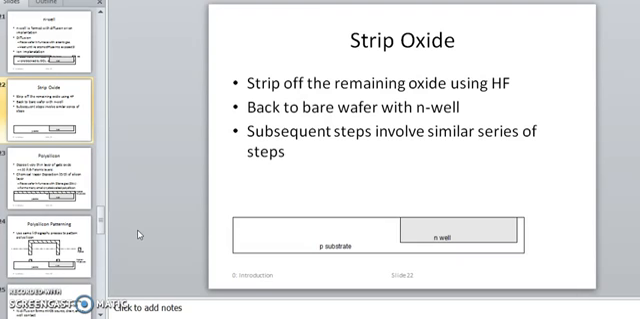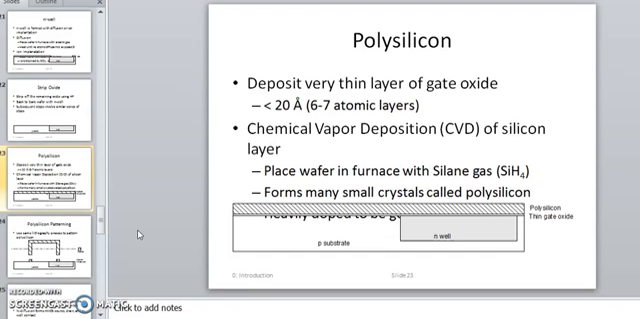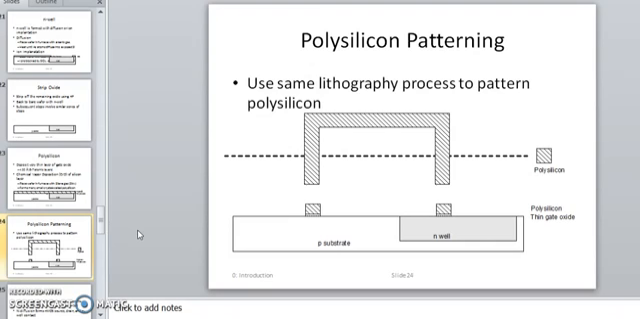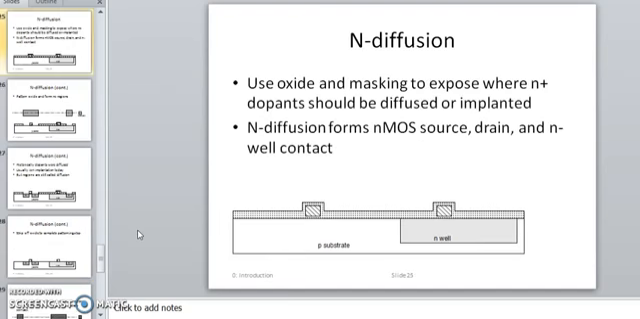Back to the wafer with the N-well. Subsequent steps involve a similar series of steps for the source as well as the drain and gate. Next one is polysilicon. Deposit a thin layer of gate oxide. Then chemical vapor deposition, that is CVD, of the silicon layer. We place the wafer in the furnace with silane gas, SiH4, forming polycrystalline silicon called polysilicon. Next one is patterning. We use the same lithography process to pattern the polysilicon, because we want the N-well as well as the P-well, two terminals on the P substrate. So we are using patterning here.